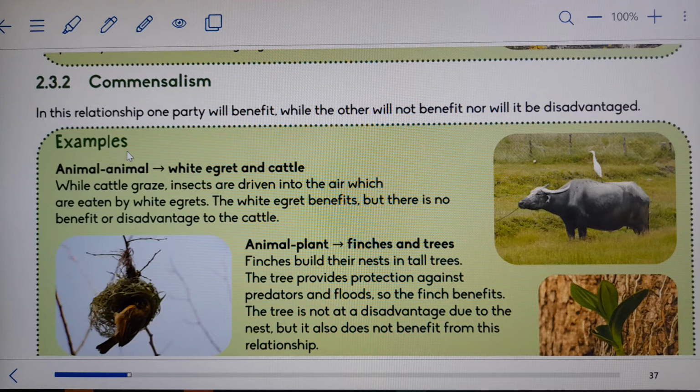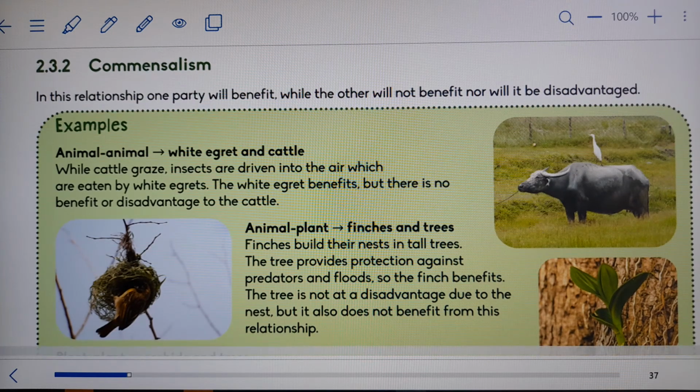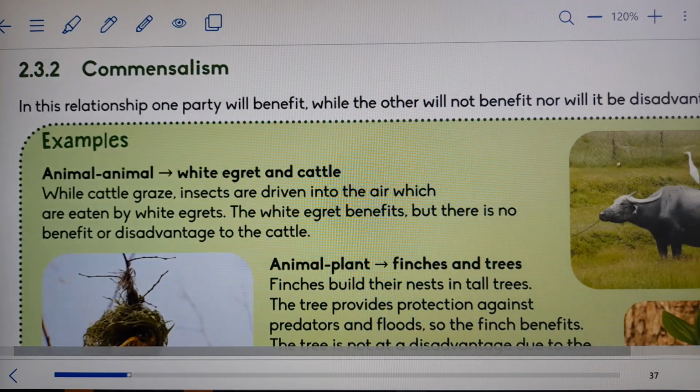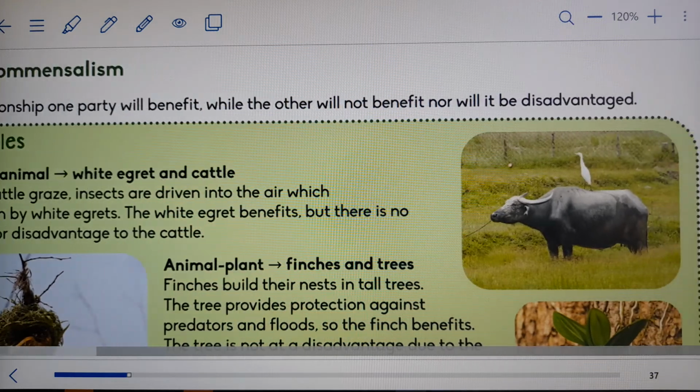Now, the types that we also have: animal to animal, where we have a white egret and cattle. You see cattle there and a white egret. Do I have to zoom, or can you see that? Let's see if I can zoom so that you see the tiny white egret there. I hope my page doesn't jump like last time.